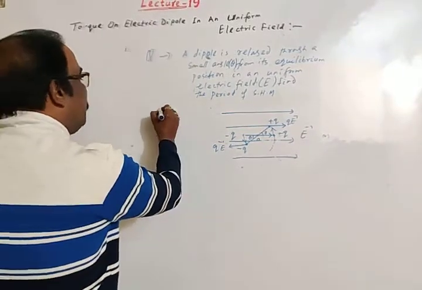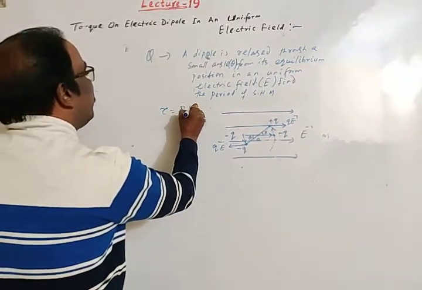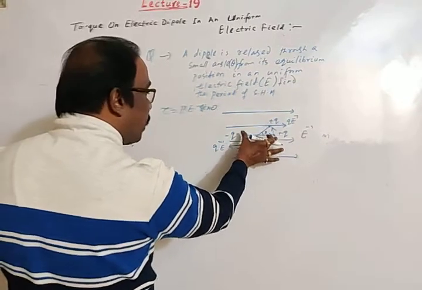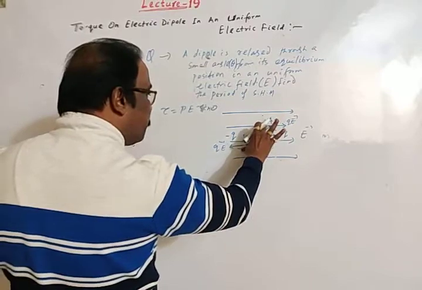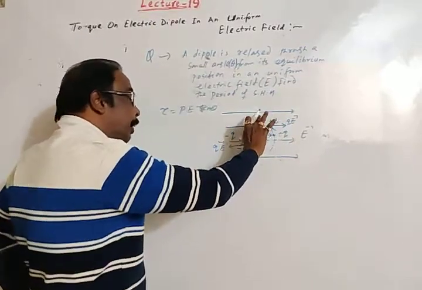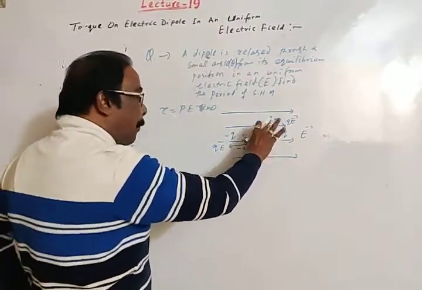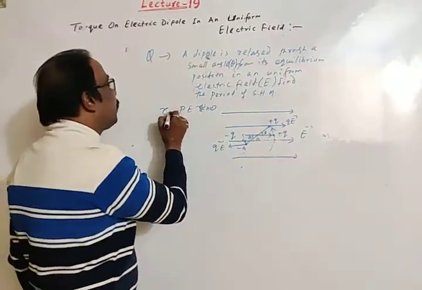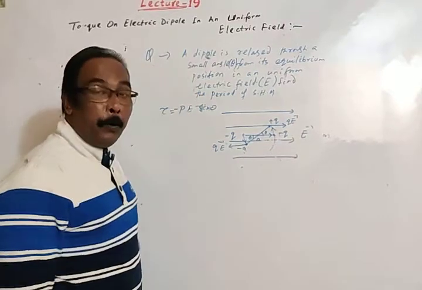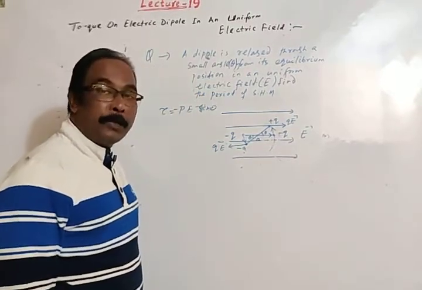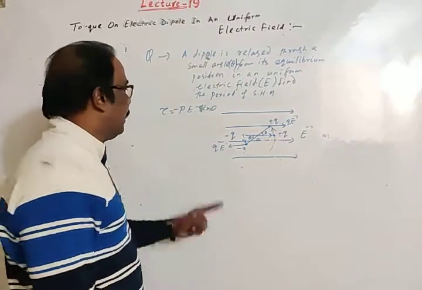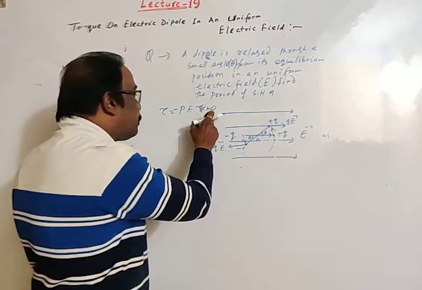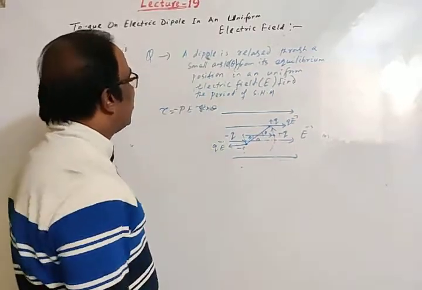As we know, torque is equal to P E sin theta. With this torque, I have rotated the dipole to this position. But if it is rotated by the applied torque, it will return back due to restoring torque. Then restoring torque is obviously negative. You know it from your previous oscillatory motion subject. If applied torque is PE sin theta, then restoring torque is minus PE sin theta.